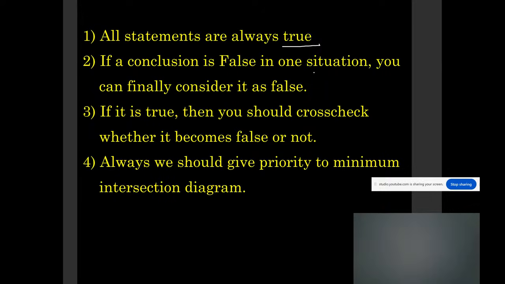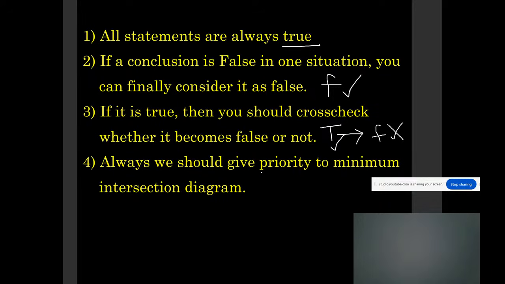So the meaning of this one is whenever you get any conclusion as false, then the final answer for that particular conclusion is false. No matter whether it becomes true or not after some time, the final answer for that one is false. Next, if it is true, then you should cross check whether it becomes false or not. For example, if you got any conclusion true, then you should not take it as true finally. You should check whether it becomes false or not. Suppose it becomes false, then you should consider it as false only. If it doesn't become false, then only you should take it as true. That is about the third point.